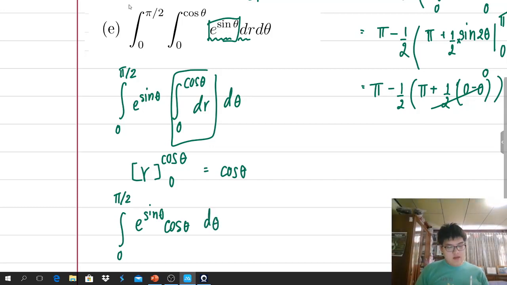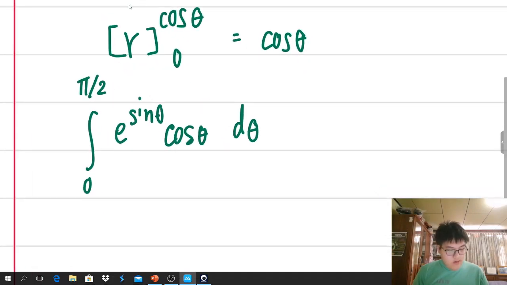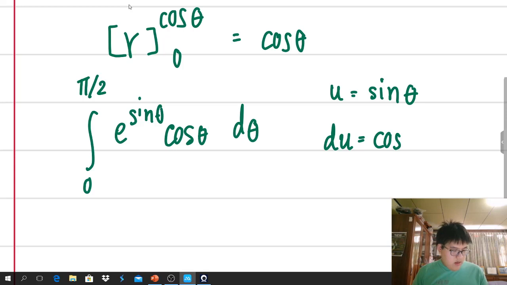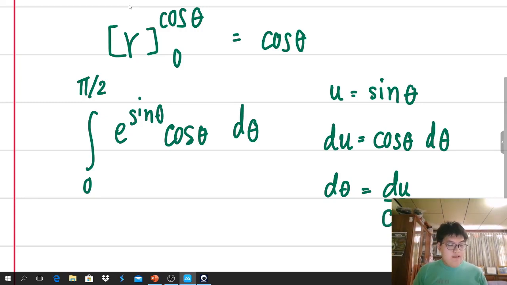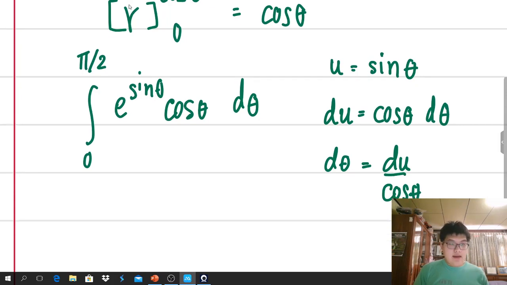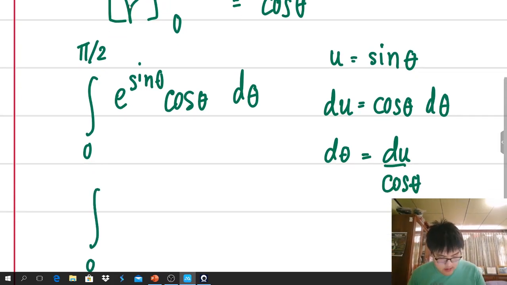And then how to do next? You can see we will let some part to be u, and I try to let u equal to sine theta. Then du equals cosine theta d theta, and then d theta equals du over cosine theta, and then we will plug in the value of d theta. We will get the answer. It's just not complex in this example.